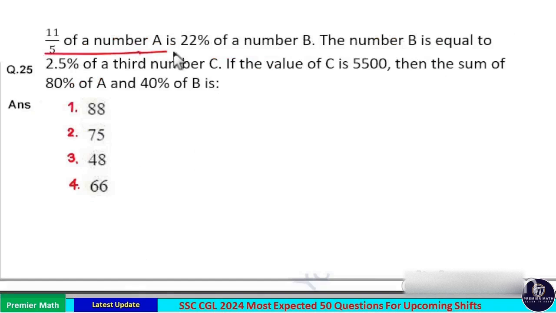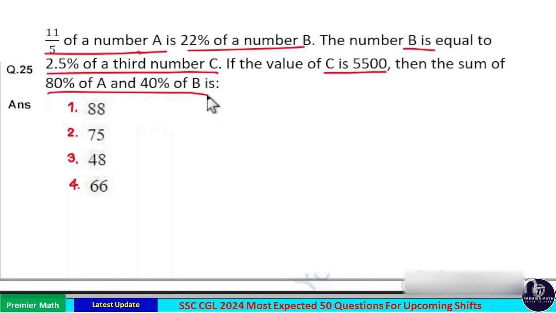11 by 5 of a number A is 22% of number B. The number B is equal to 2.5% of third number C. If the value of C is 5500, then the sum of 80% of A and 40% of B is. Here 11 by 5 means 2.2. So 2.2 of A is equal to 22% of B. 22% means 22 by 100, that is 0.22 of B.